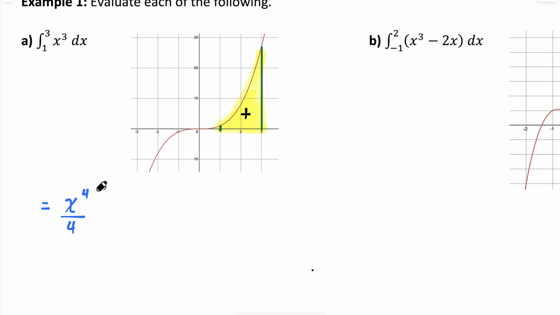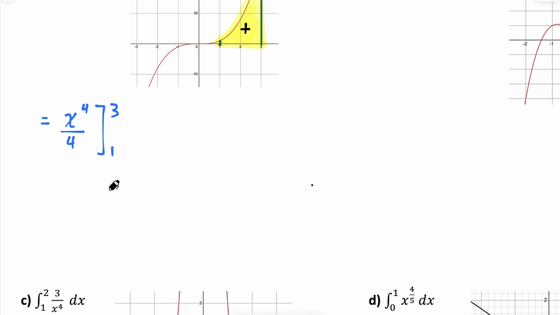And now I want to find that function's value at 3 and then subtract that function's value at 1. So I'm going to do this in two parts. I'm going to start by figuring out the value of this function at 3 and then subtract the value of this function at 1. So let's do the value of the function at 3 first. So I'll sub in 3 for x. It gives me 3 to the 4 over 4. And now I need to subtract the value of the function when x is 1. So that'd be 1 to the 4 over 4. And when I evaluate this, 3 to the 4 is 81.